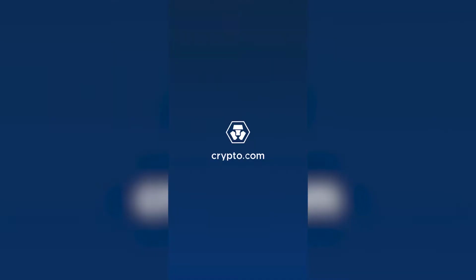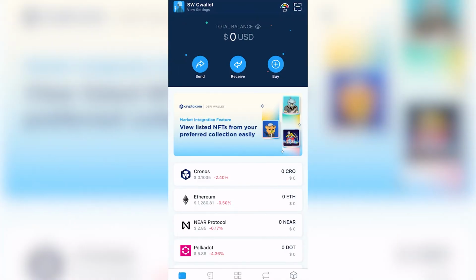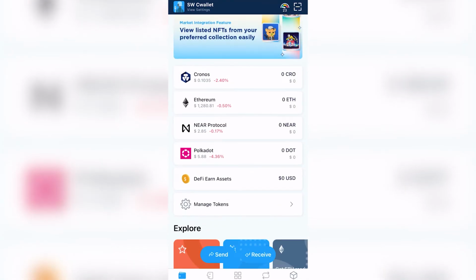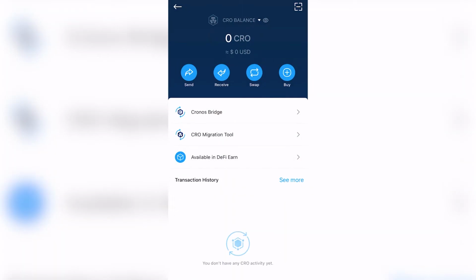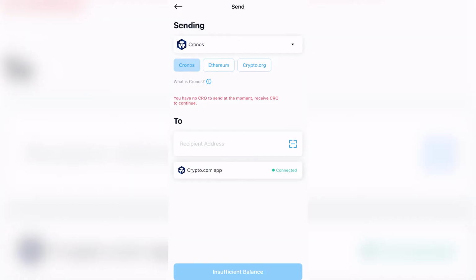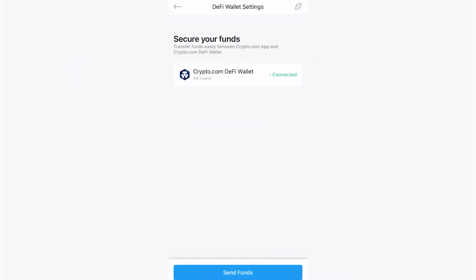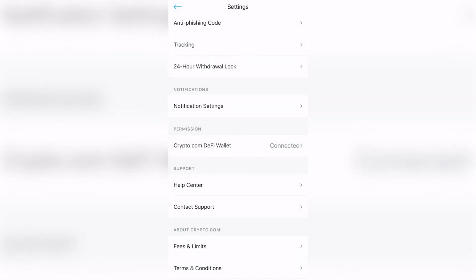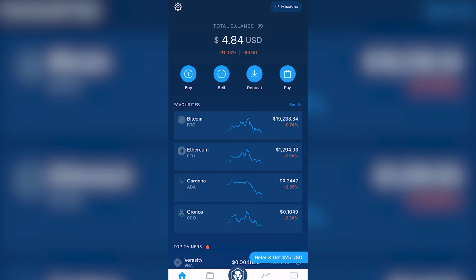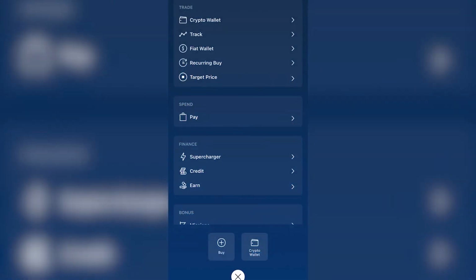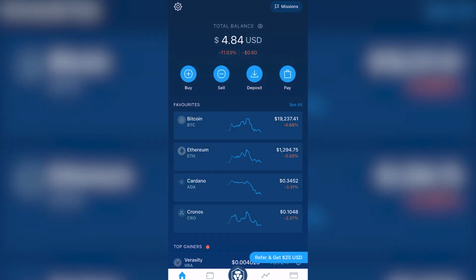So I'm going to go back into the DeFi wallet. I'm going to select Kronos here, and just in case you have a few Kronos, you want to send that directly into your crypto.com application. As you can see, here's my application connected, right? So why do we want to do that? Because here in crypto.com, specifically speaking about my country, I can redeem my money here at almost $5. So what I can do here is select my tokens.